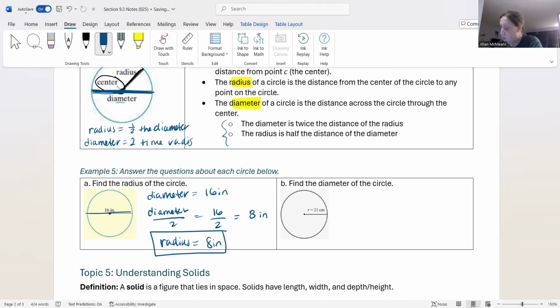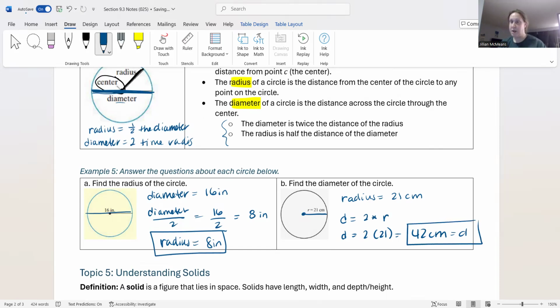For part B, it says find the diameter of the circle. You can see that we have been given the radius. We are told here that the radius is 21 centimeters. I'm just going to use D for diameter. We know that the diameter is 2 times the radius. I'm going to use R for the radius. So the diameter is going to be 2 times 21, or 42 centimeters. You must understand the relationship between diameter and radius.